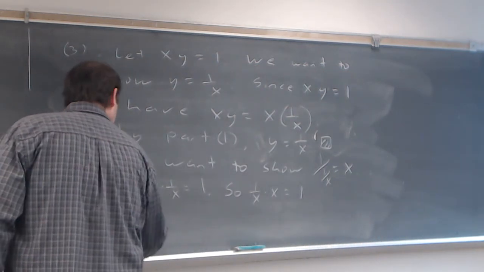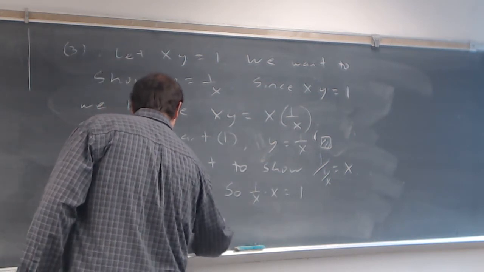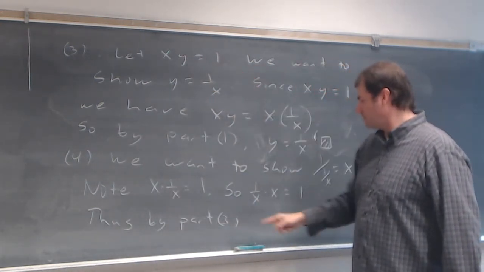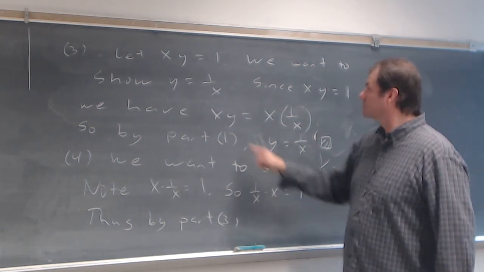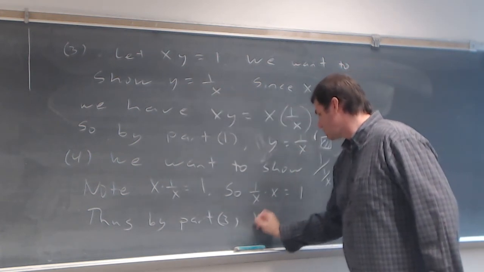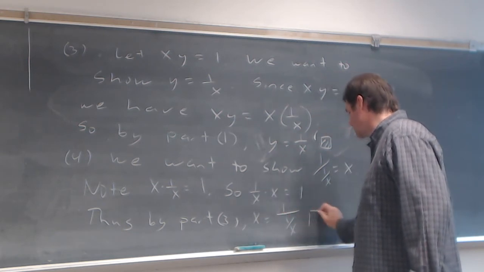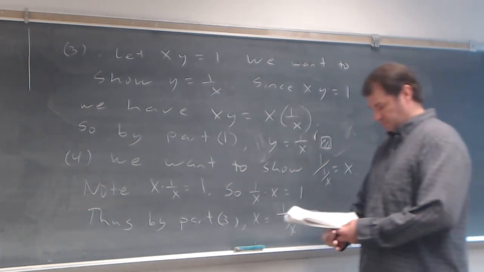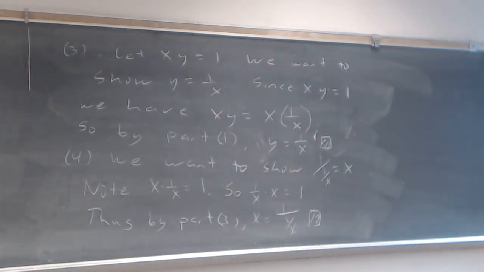Thus, by part 3 of this proposition. So what's part 3? It says if you have a first times a second equals 1, then the second is equal to 1 over the first. So the second here is equal to 1 over the first, which is 1 over x. And that is the proof. Well, we've got another proposition.